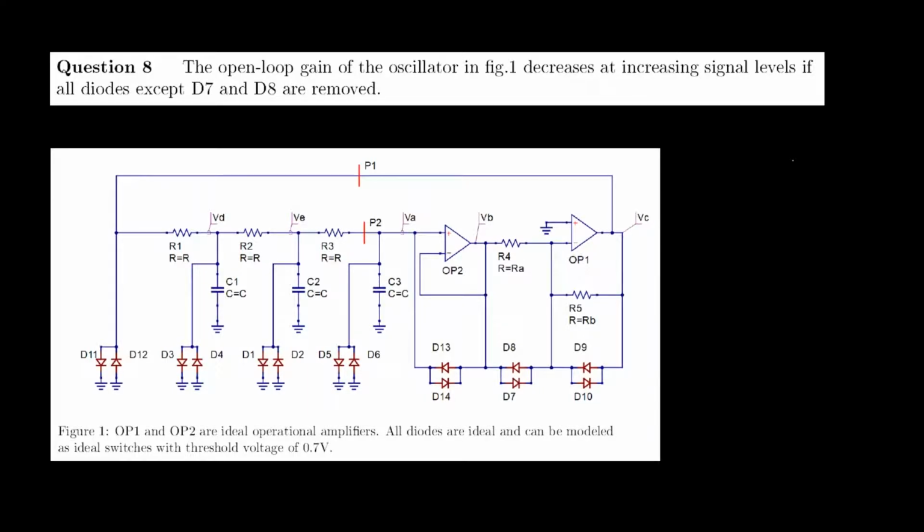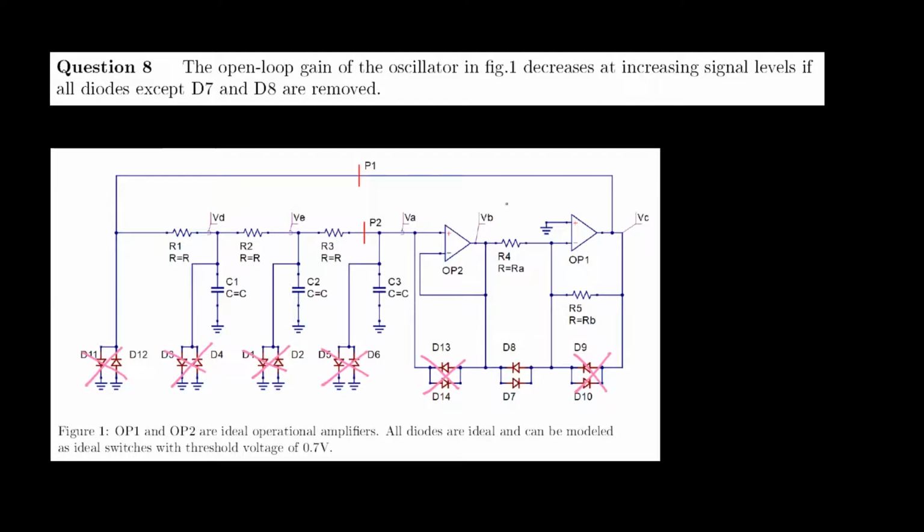This video will discuss question 8, which is a true-false statement that goes as follows. The open loop gain of the oscillator in figure 1 decreases at increasing signal levels if all diodes except D7 and D8 are removed. First, to simplify this drawing a little bit, let's remove all diodes which will not be used in this question.